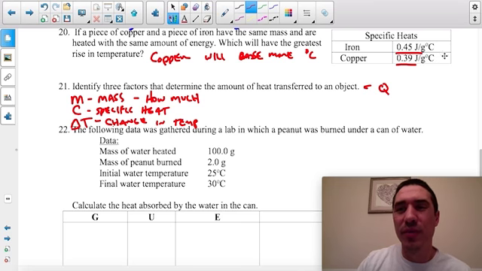Obviously, when we talk about specific heat, it's for 1 degree Celsius, but say that we wanted to move 10 degrees Celsius instead of 1, how much that temperature changes is going to impact how much energy is required.